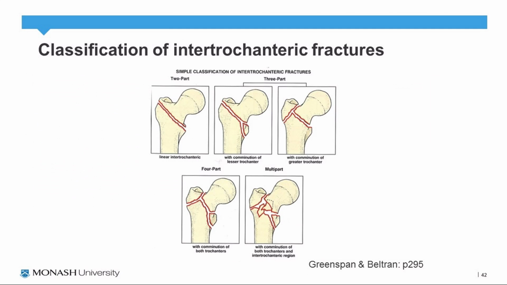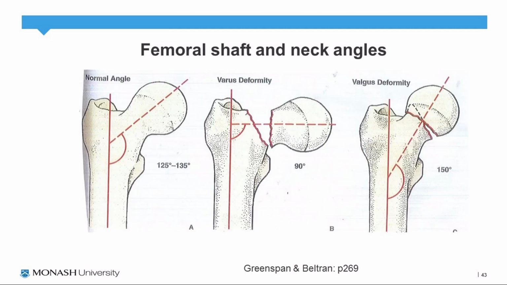There's a classification as well of intertrochanteric fractures as 2-part or 3-part or 4-part or multi-part, so depending on the various comminutions. And then important on X-rays is also to look at the angle between the femoral shaft and the neck. So the normal angle should be between 125 to 135 degrees. In varus deformity, this angle is decreased to 90 degrees, and then in valgus deformity, this angle increases to 150 degrees.